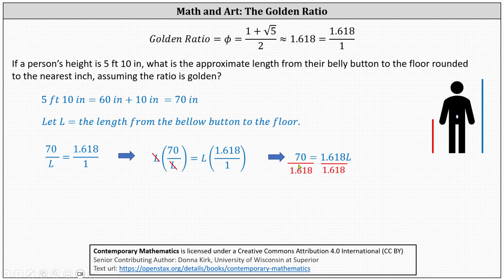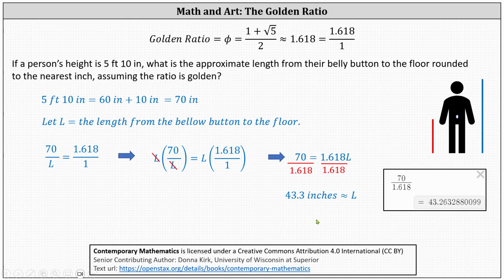On the left, we have 70 divided by 1.618, which to the 10th place value, which we can see on the right, is 43.3. And of course, the units are inches, so now we know the length from the belly button to the floor, this red length here, is approximately 43.3 inches if someone's height is 5 feet 10 inches. You may want to try this yourself and divide your height by the length from your belly button to the floor and see if you do get approximately the golden ratio.